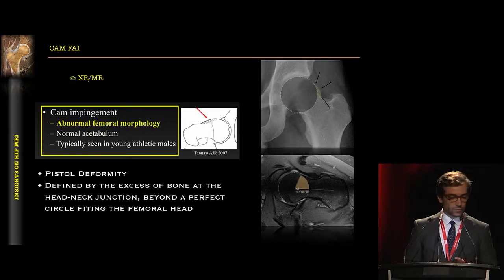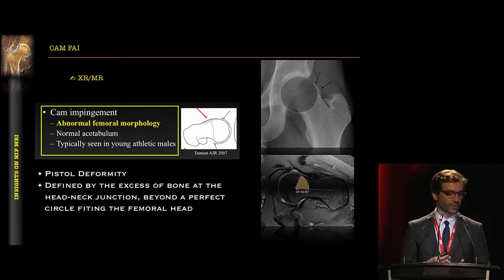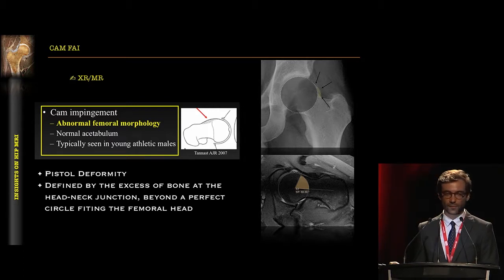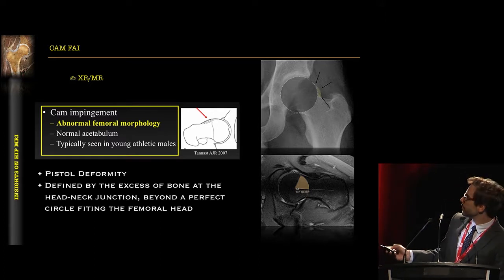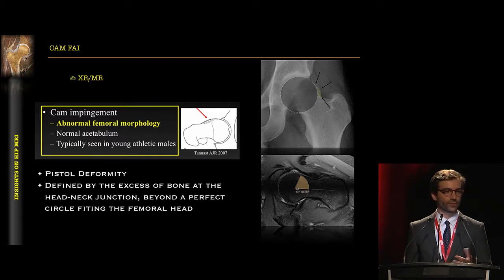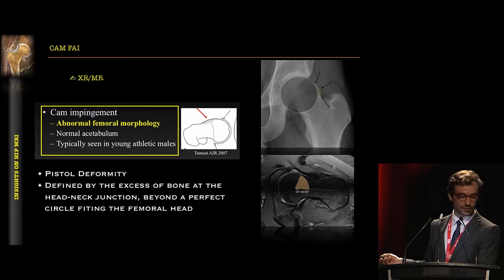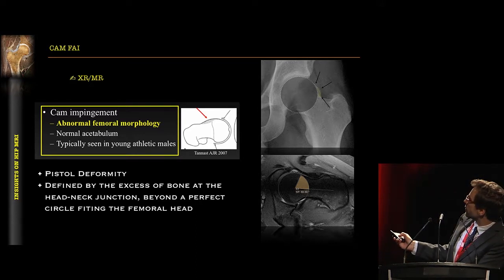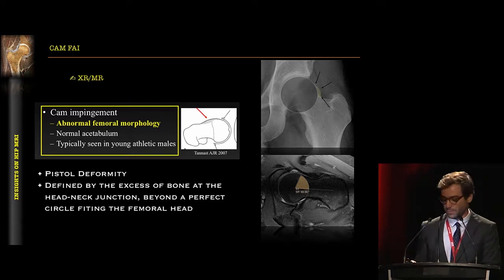So I'm going to talk a bit about the CAM impingement. The CAM impingement is the result of abnormal femoral morphology with a normal acetabulum, typically seen in young athletic males, as I told you before. This kind of bump that you can see is like a pistol grip deformity that is very much associated with this type of impingement, and it is defined by the excess of bone at the head-neck junction beyond the perfect circle fitting the femoral head, as you can see on these x-rays and also on this MR.